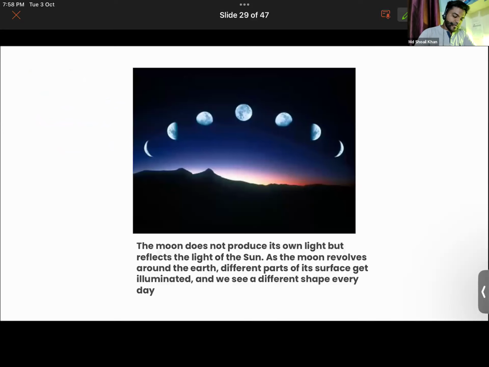Ahmed, read the paragraph. The moon does not produce its own light but reflects the light of the sun. As the moon revolves around the earth, different parts of its surface get illuminated and we see a different shape every day.